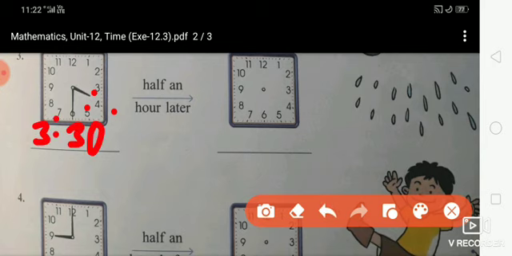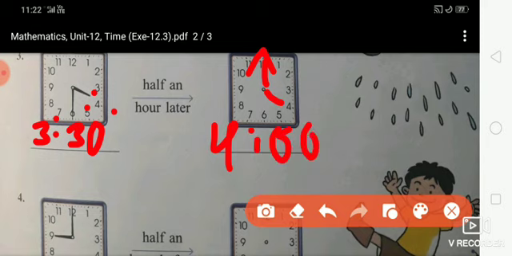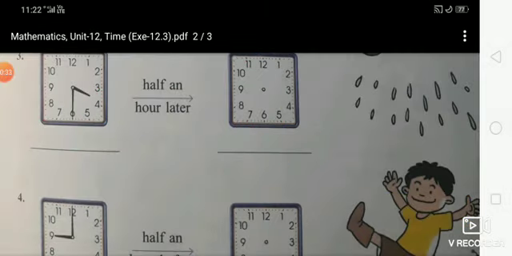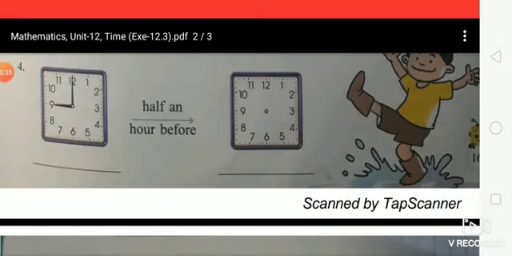Okay student, half an hour later. The short hand is the hour hand and the long hand is the minute hand. The short hand is on 4, and the minute hand is on 12. So the time is 4 o'clock. Is that clear? Now next, the fourth one.